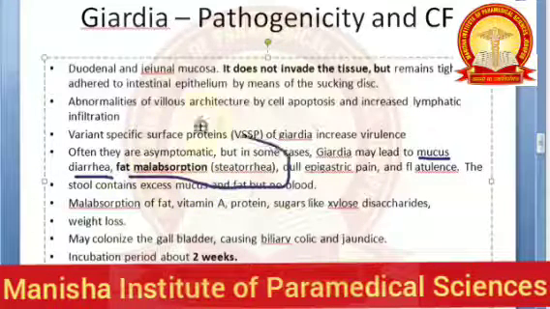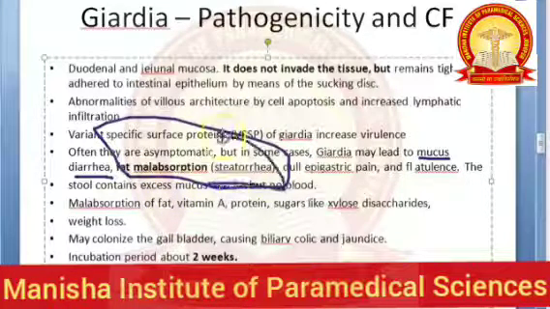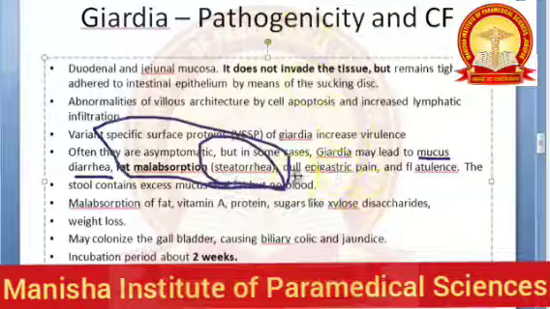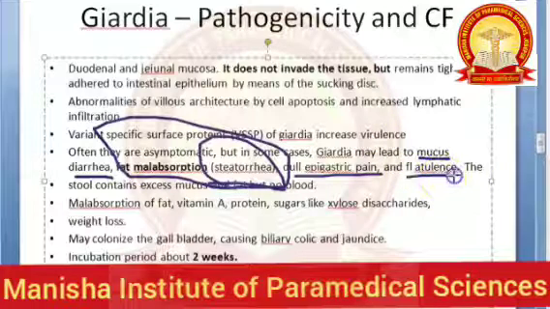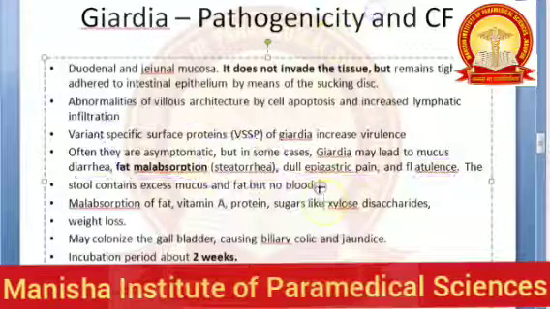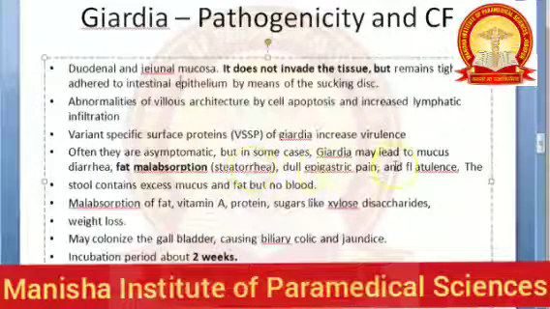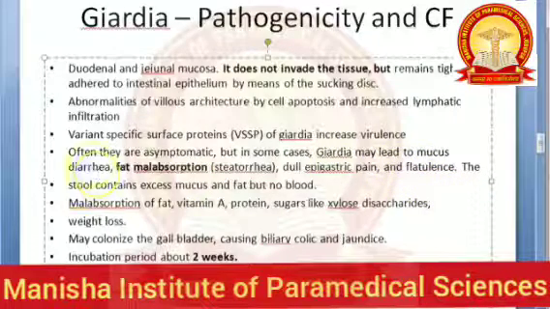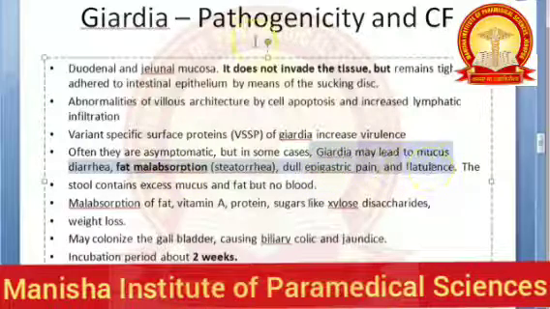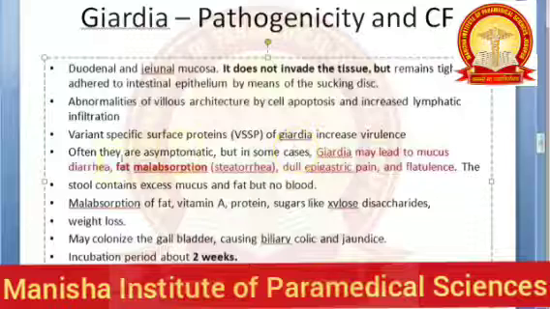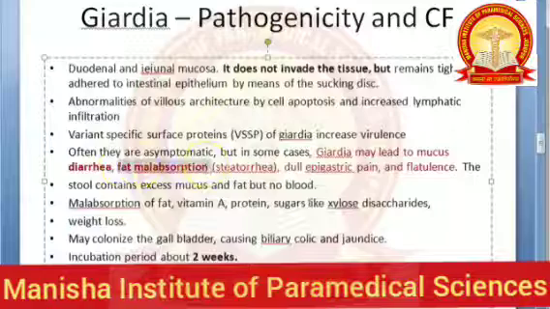There will be fat malabsorption. So the stools can contain a lot of fat and offensive odor. So this is steatorrhea, right? Steatorrhea will be there. Dull epigastric pain. So abdominal pain will be there. Flatulence, that means gas will be there. A lot of gas. So let us mark all this neatly. What all you should not forget: mucus diarrhea. Giardia may lead to mucus diarrhea, fat malabsorption, dull epigastric pain and flatulence. In this, diarrhea is so important, and diarrhea you should not at all forget.